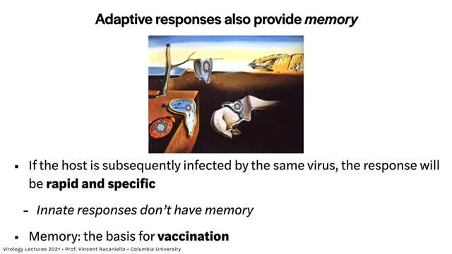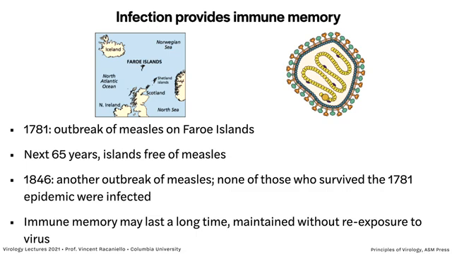These adaptive responses that we talked about today, both B and T cells provide memory. If you are infected, as I said earlier, by the same virus, the response is going to be more rapid and specific and high affinity. You don't have to go through the whole maturation process. And this is unique to adaptive responses. Innate responses don't have memory. And memory, of course, is the basis for vaccination. You get vaccinated once or twice, and that should be it. Unless, of course, the virus does antigenic variation. All this is out the window.